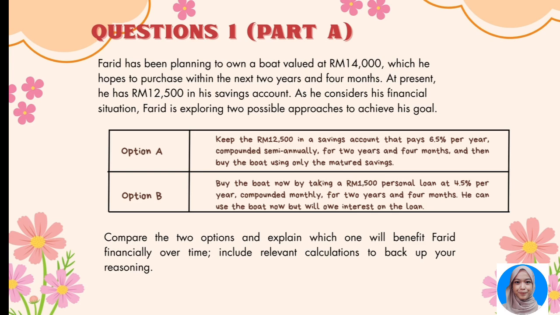Option B, buy the boat now by taking a 1,500 ringgit personal loan at 4.5% per year, compounded monthly for 2 years and 4 months. He can use the boat now but will owe interest on the loan. Compare the 2 options and explain which one will benefit Farid financially over time. Include relevant calculations to back up your reasoning.